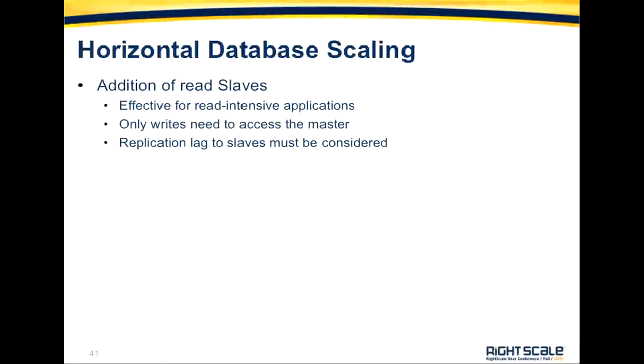What can be done and what some customers do is the addition of read slaves. And that's obviously effective for read-intensive applications. Write, not so much, but read-intensive applications. Only the writes need to access the master, right? And you can distribute those reads across the slaves. You do need to worry about replication lag, which Corey talked about as well. If you have an application that does a write to the database and then very quickly reads that data object, or potentially could very quickly read that data object, replication may be an issue. So maybe that's not the perfect fit for you.